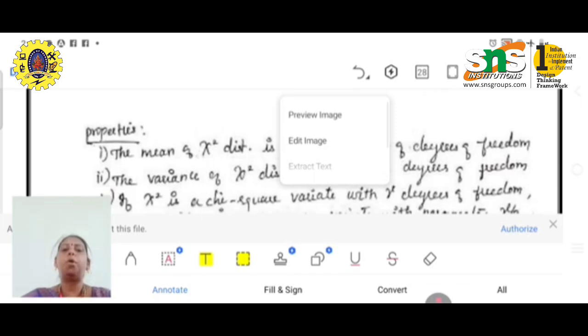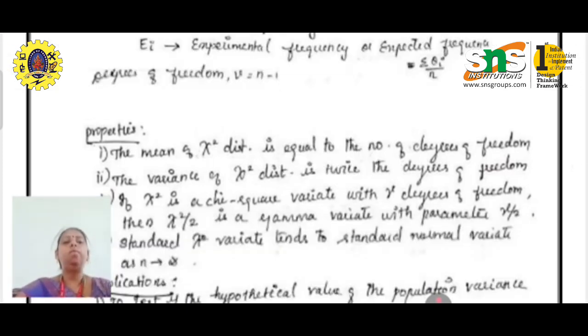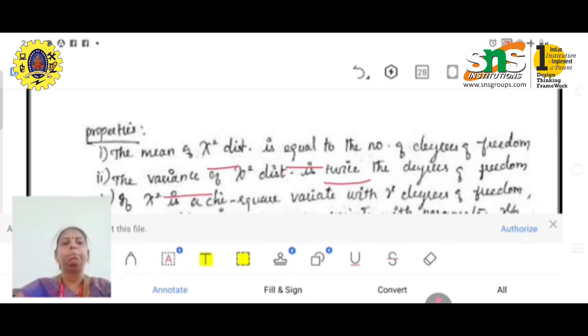So let us see the properties. The mean of chi-square distribution is equal to the number of degrees of freedom. Then the variance is equal to twice the degrees of freedom. So the two major properties are: mean is equal to the number of degrees of freedom and variance is equal to twice the degrees of freedom.